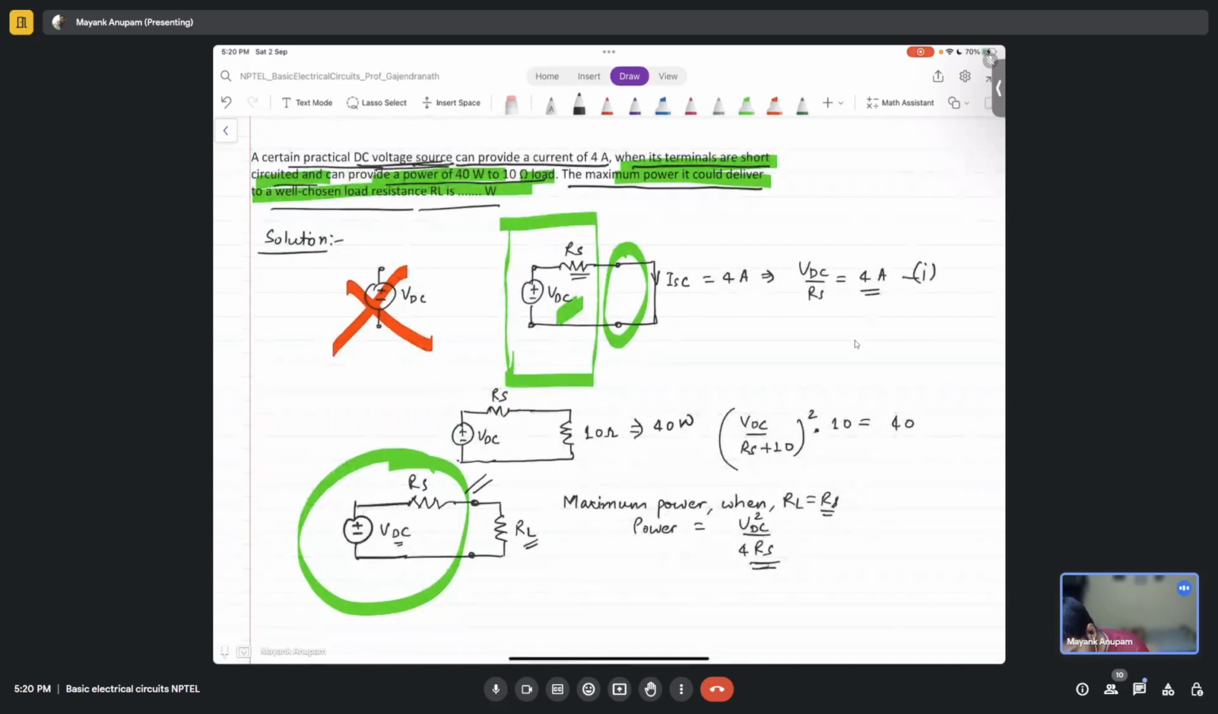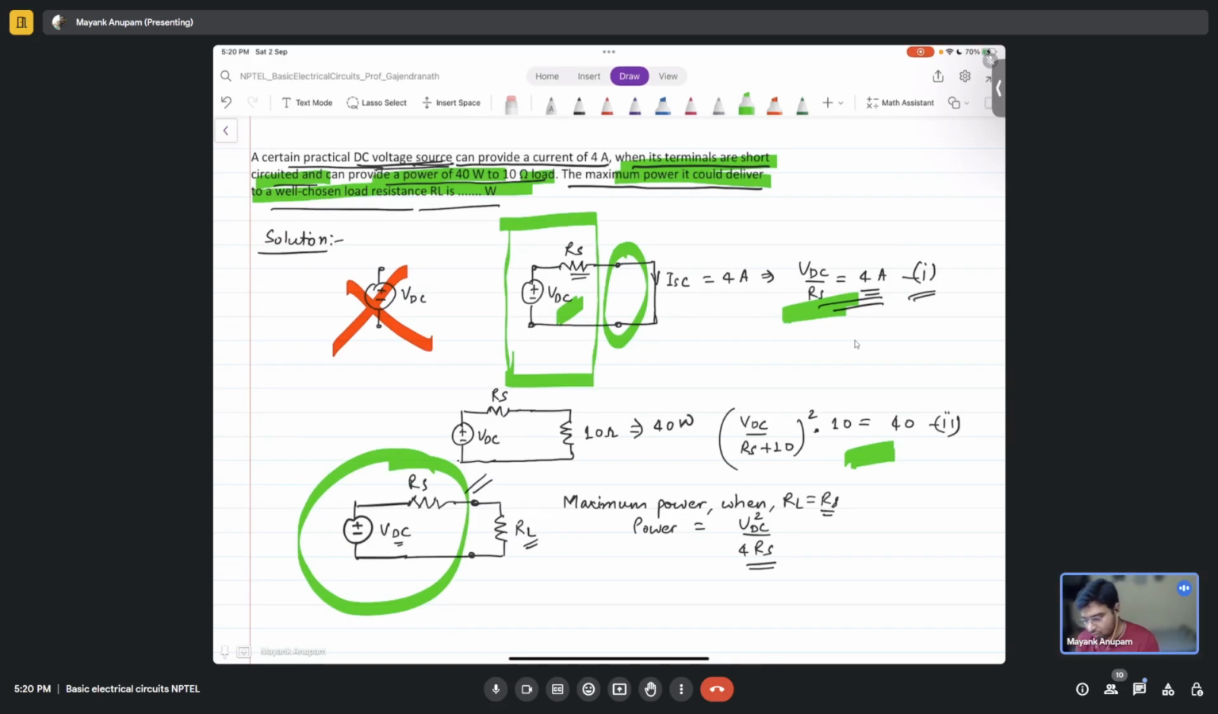You have to find it out. So how will you find out? You have these two equations, right? You have two unknowns, that is VDC and RS, and you have two equations, 1 and 2. Can you solve for VDC and RS here? Yes, sir, you can solve it. We will substitute VDC from equation 1 into equation 2. So it's a trivial exercise now.